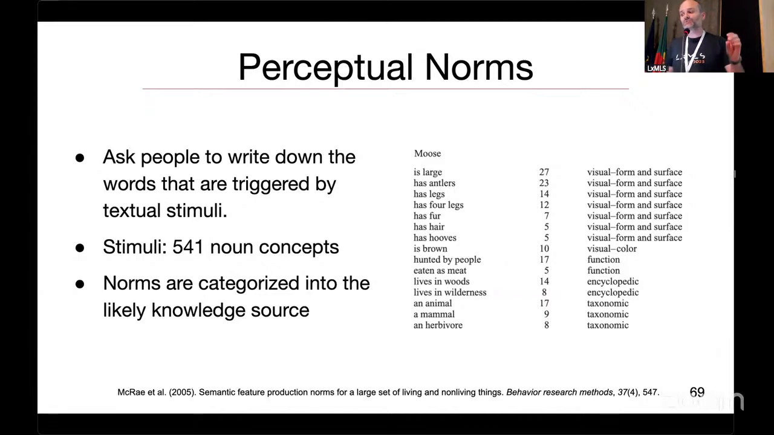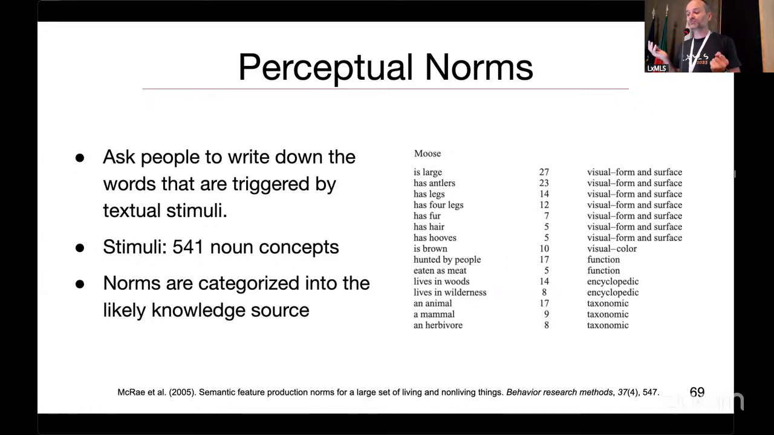They also classified the type of knowledge that was needed for a human being to produce this output. For example, to say that a moose is large, you need to have visual form and surface knowledge. Whereas to say that a moose is hunted by people, you need to have functional knowledge of things in the world. Whereas the fact that a moose is a herbivore is taxonomic knowledge that you get, for example, by reading Wikipedia, or maybe even a dictionary, but I think Wikipedia.